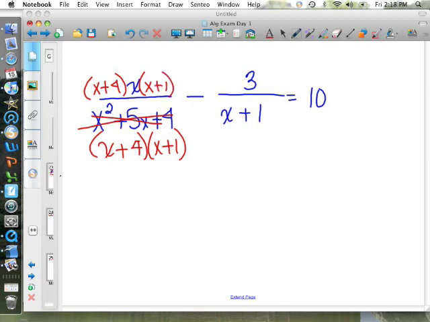And so I will multiply the numerator by x plus 4 and x plus 1. I will multiply this numerator. I'm just writing it all out so that everybody can see we're doing the same thing to every term. Every one of those terms has been multiplied by x plus 4 and x plus 1. Do you see that?